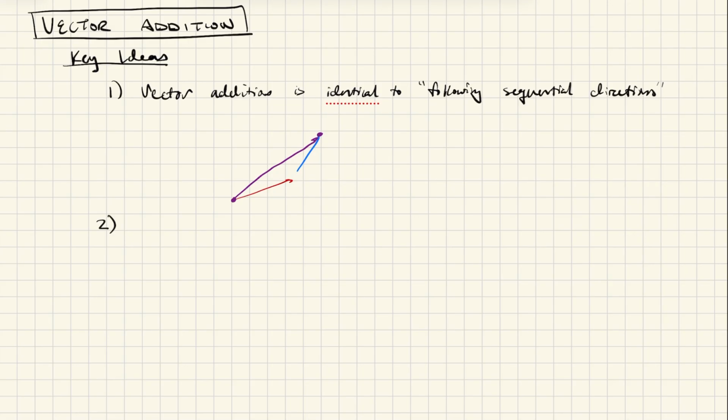The other key idea is that the sign of the vector component will tell us which direction that component goes in.